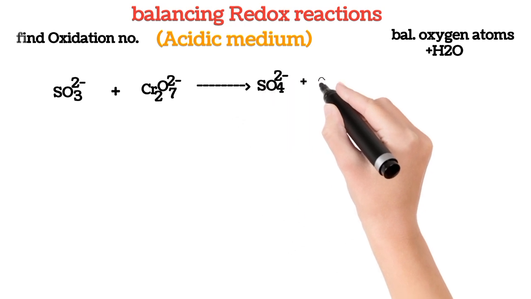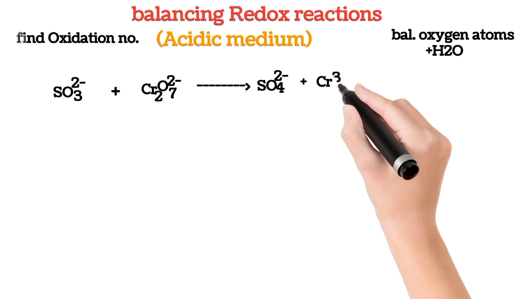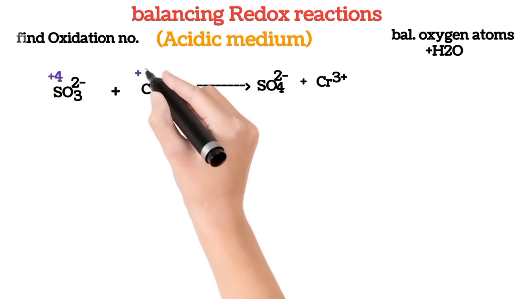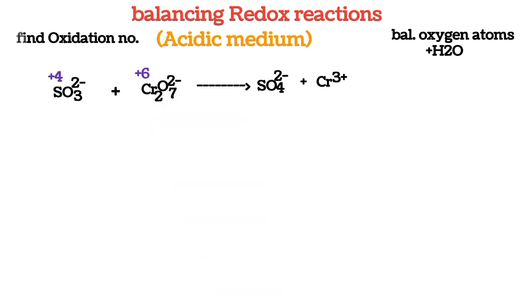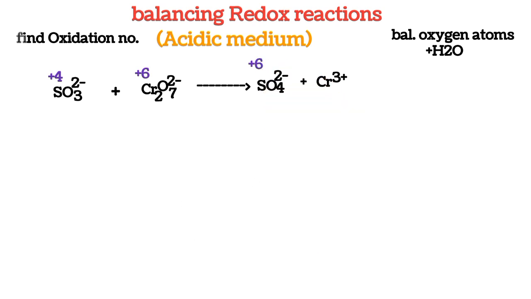to form SO4 2 minus plus Cr3 plus. Now in SO3 2 minus, the oxidation state or number of sulfur is plus 4. If you calculate it the way we have been doing, it's plus 4. The oxidation number of chromium is plus 6. The oxidation number of sulfur in SO4, that is the product side, is plus 6, while that of the chromium ion is plus 3 on the product side.